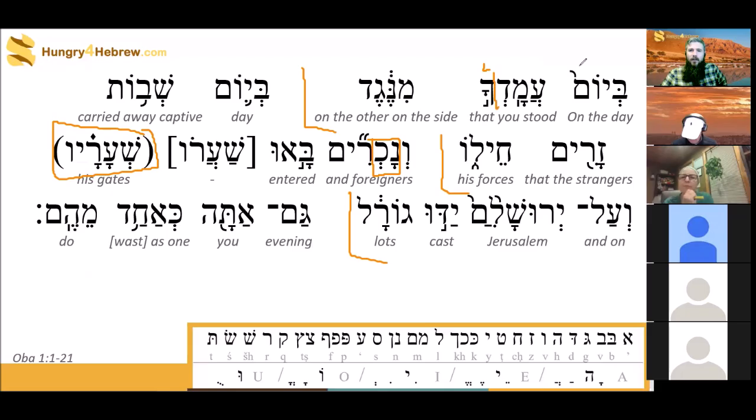So b'yom amadcha, on the day of, I would not have expected this. Amadcha. With it spelled this way, I would have expected it to mean he stood you, rather than an infinitive, the standing that belongs to you. I would have expected omdcha or something like that, or amodcha.